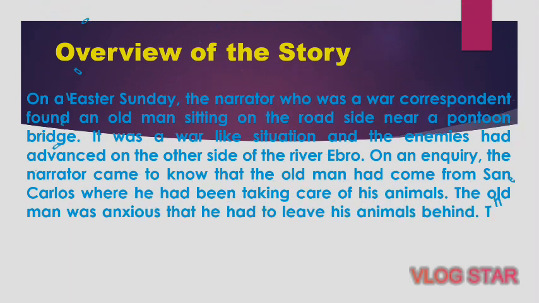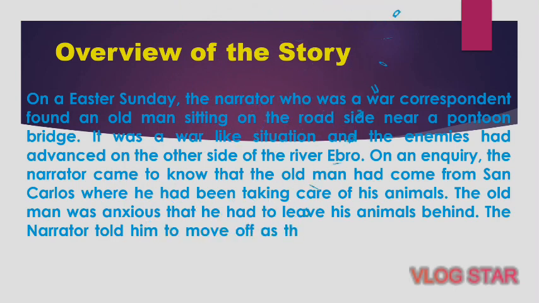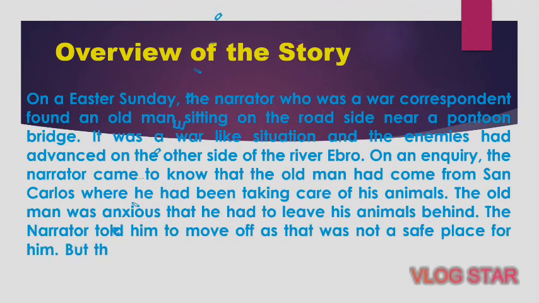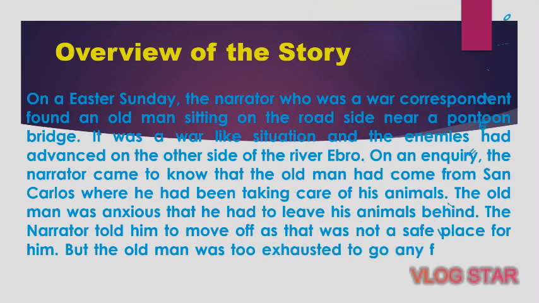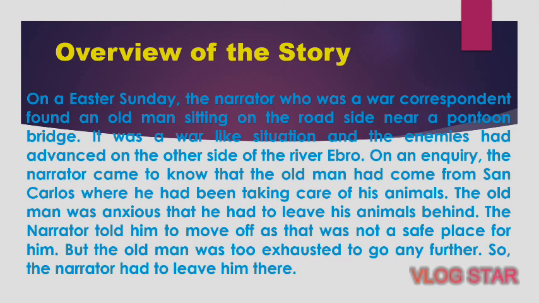It was the narrator who first noticed the old man sitting on the roadside near a pontoon bridge over the river. When he observed the old man sitting there, he told him that it was not a safe place for him and advised him to move off. Through their conversation, the narrator got to know that the old man came from his native town of San Carlos, where he was taking care of his animals before he was forced to leave. Once again the narrator urges the old man to leave the place and move to safety, but the old man was too exhausted to go any further.